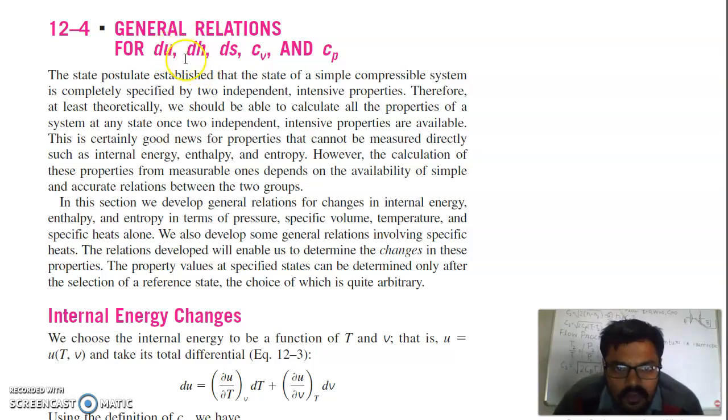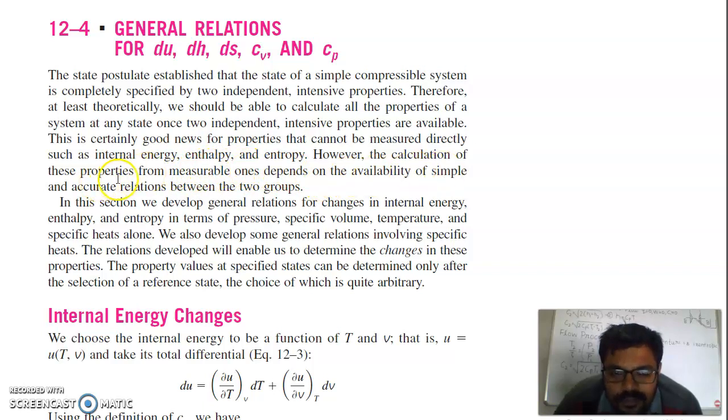General relations for du, dh, ds, cv and cp. The state postulate established that the state of a simple compressible system is completely specified by two independent intensive properties. Therefore, at least theoretically, we should be able to calculate all the properties of a system at any state once two independent intensive properties are available. This is certainly good news for properties that cannot be measured directly, such as internal energy, enthalpy and entropy.